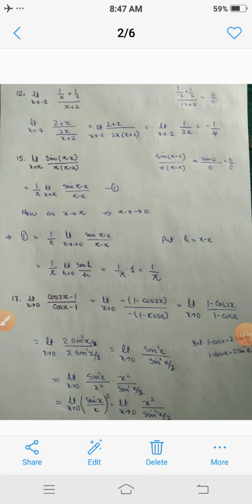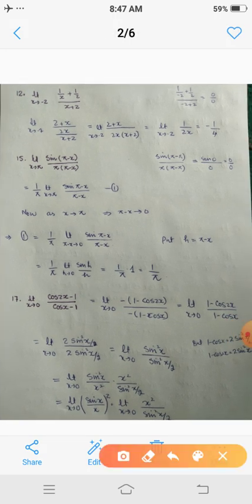Dear students, we are discussing this exercise 13.1 and today we will continue this exercise. The question number 12 of this is: find the limit as x tends to minus 2 of (1 upon x plus 1 by 2 upon x plus 2).